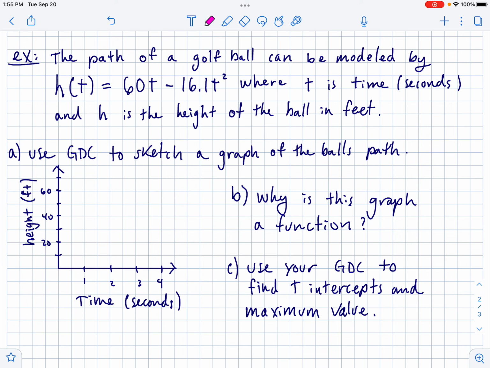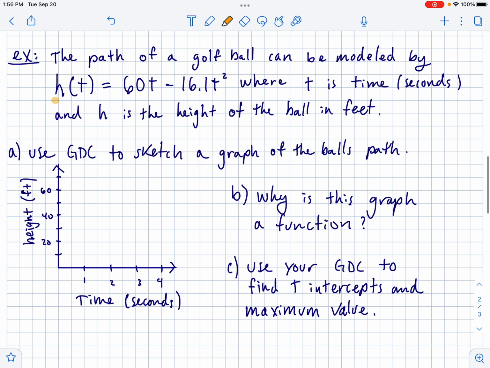The last problem is a word problem. The path of a golf ball can be modeled by h of t equals 60t minus 16.1t squared. I don't like it when they use t as a variable because sometimes my t's look like pluses. Where t is time in seconds. So t is time in seconds. h is the height of the ball in feet. So h is height, and that is in feet.